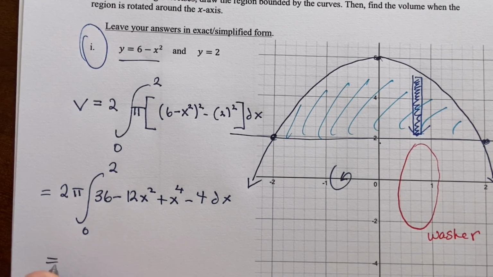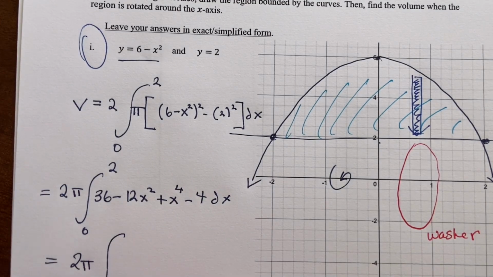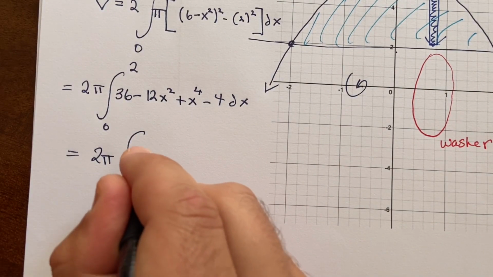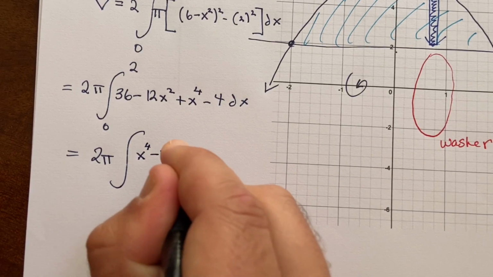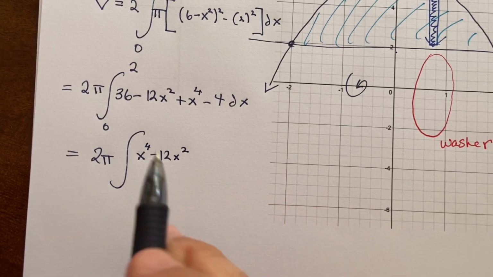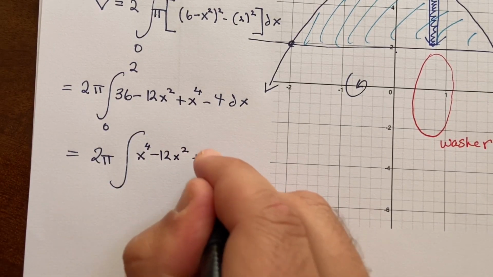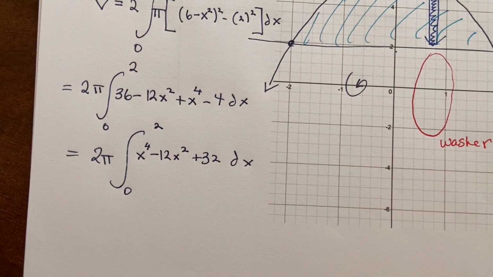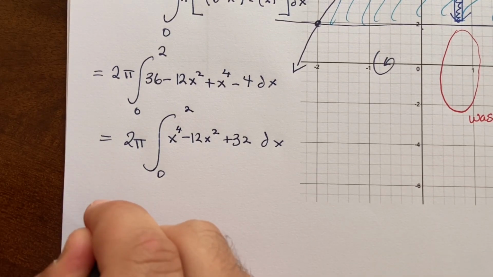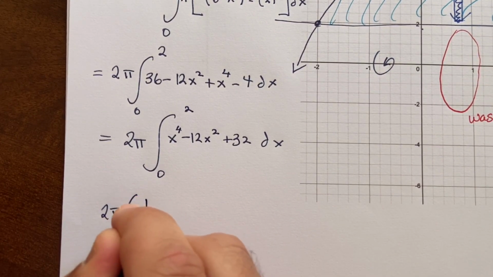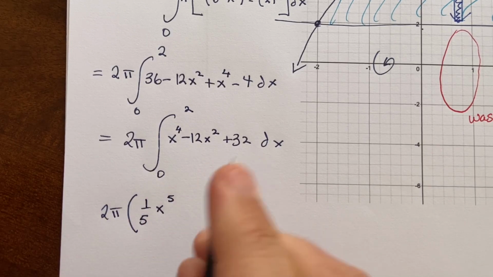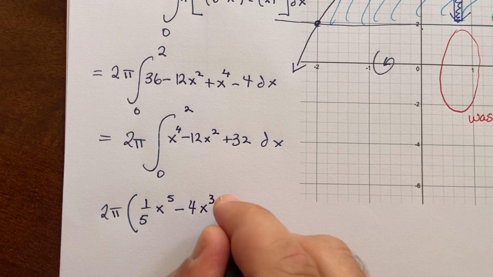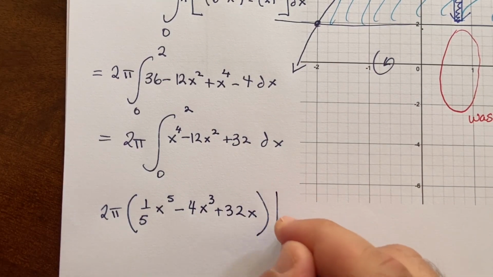Maybe just rearranging a bit. 2 pi x to the fourth minus 12x squared. And then 36 minus 4, I can just write 32 dx, and then we'll go from 0 to 2. So antiderivative, I have 1/5 x to the 5th minus 4x cubed plus 32x, then going from 0 to 2.